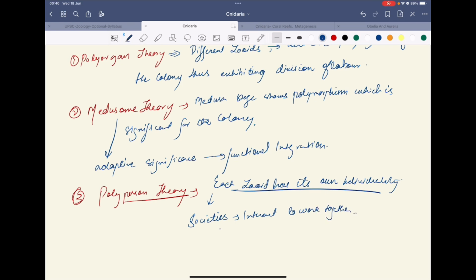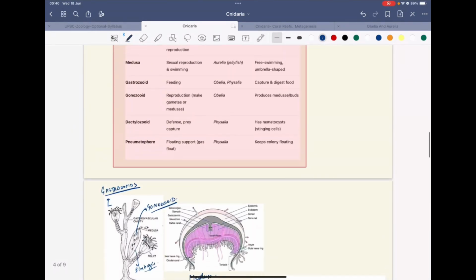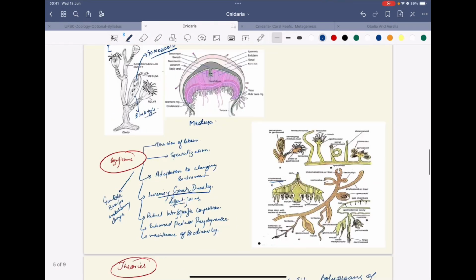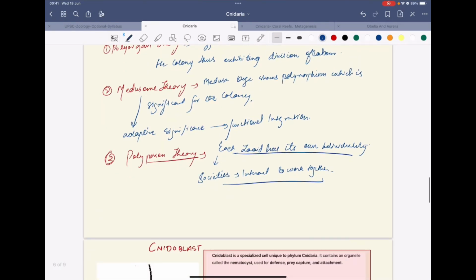So this is about the different theories related to polymorphism, and these are the different forms and diagrams you will make in the exam and also write the significance. So this is about polymorphism.